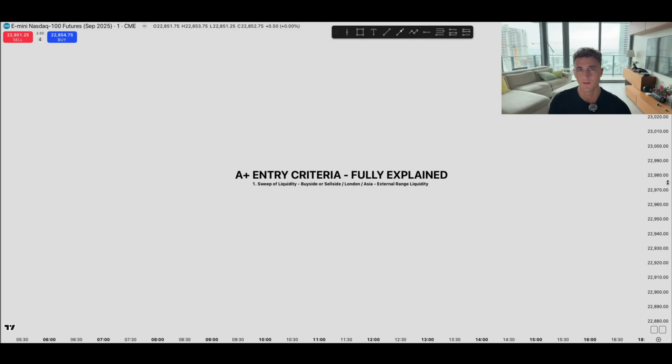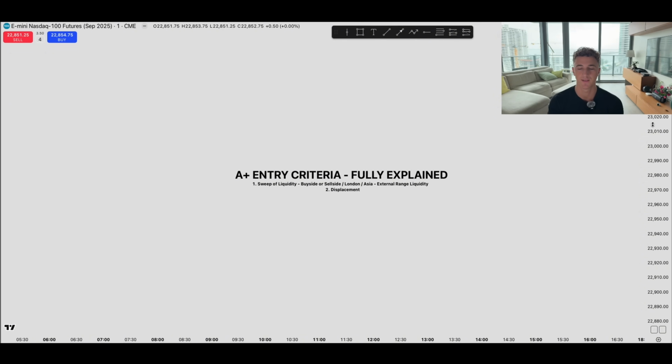Now, it's very important that we see a sweep of external range liquidity. That is where you're going to see the most and highest probable trade setups occur, when we are trading outside of the range and we sweep that level. If we sweep internal range liquidity, it's going to be a less probable setup. So if we're strictly talking A+, we want to see a sweep of external range liquidity, either buy side or sell side. And if we sweep some sort of session liquidity also, like London highs or Asia lows, for example, that is going to be 10 times more significant. So that's going to be number one, what you're looking out for on the chart every single morning.